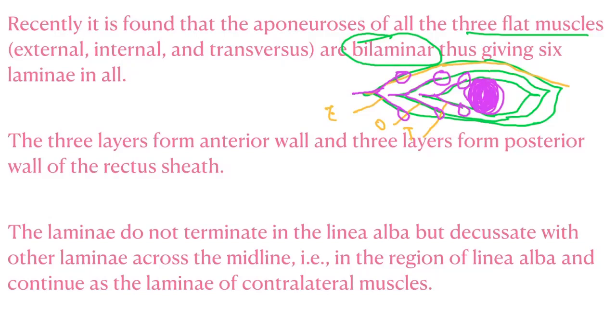The three layers form the anterior wall, three layers form the posterior wall of rectus sheath. The lamina do not terminate in the linea alba but decussate with other lamina across the midline, right? Linea alba is the decussation of the aponeurosis of those three flat muscles in the region of linea alba and continues as a lamina of contralateral muscles.